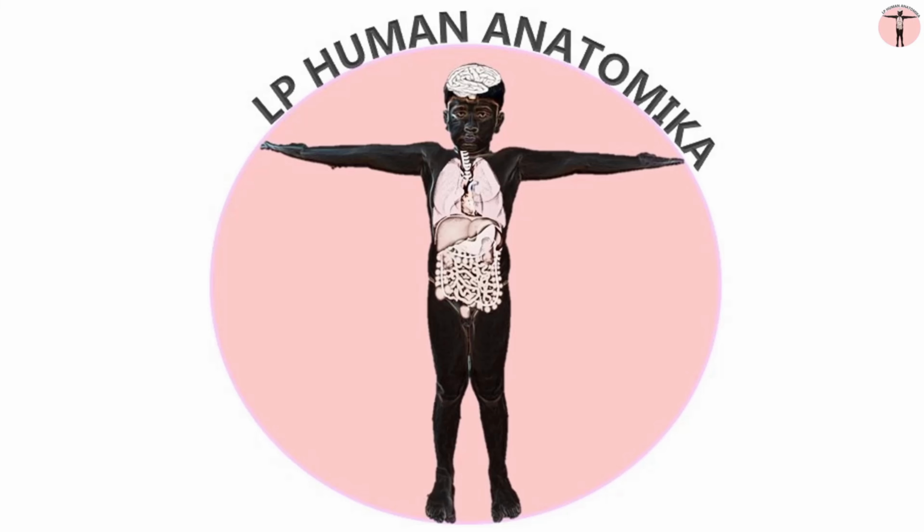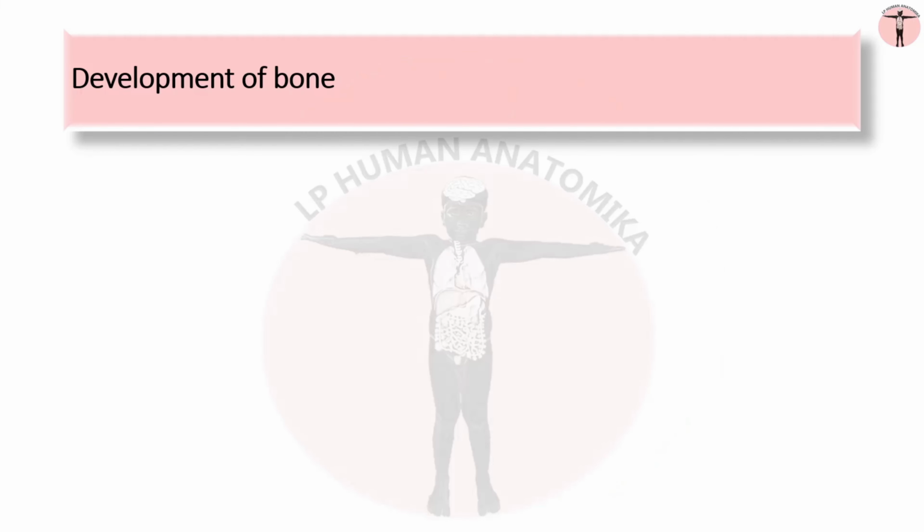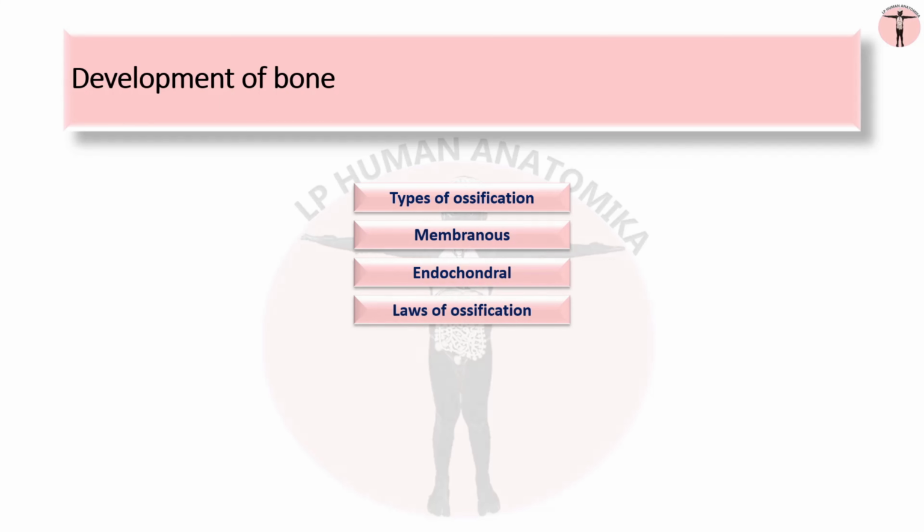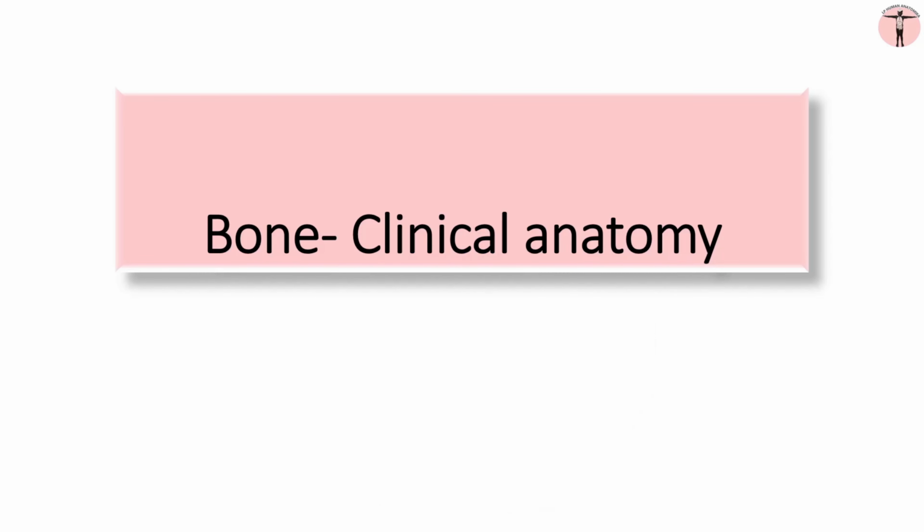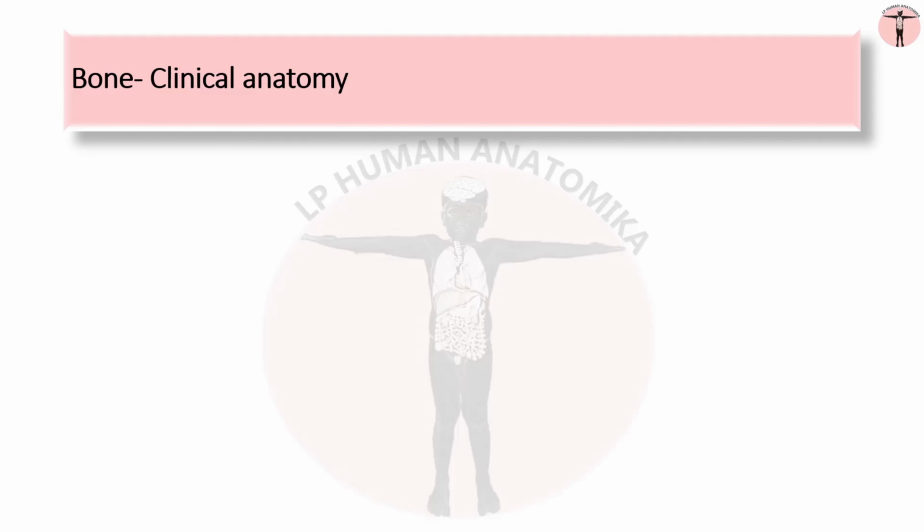Welcome back to Anatomiqa. To recap, the development of bone, we discussed types of ossification, various stages of membranous and endochondral ossification, loss of ossification, effect of X-rays on bone, and factors affecting bone growth. In this session, I will be discussing various aspects of clinical anatomy of bone. Let us discuss clinical anatomy of bone one by one.